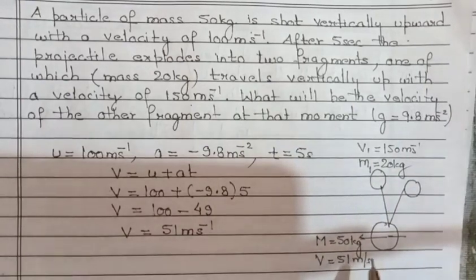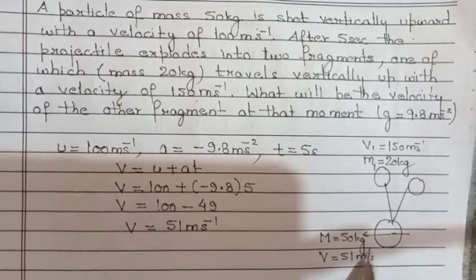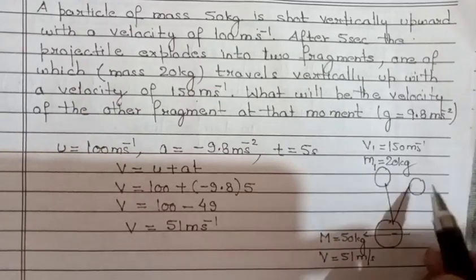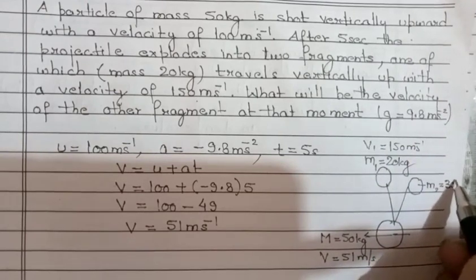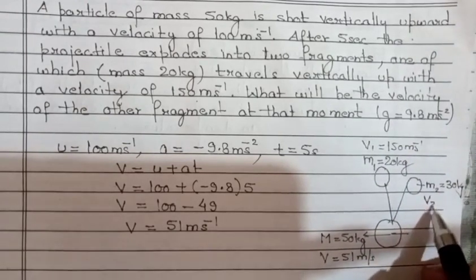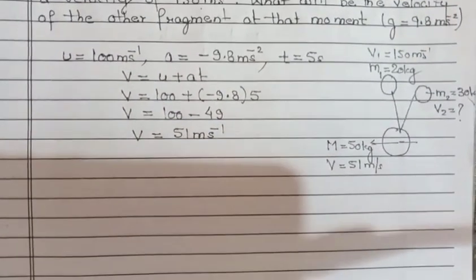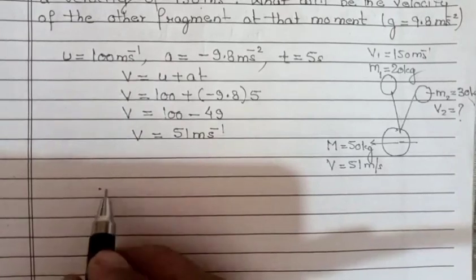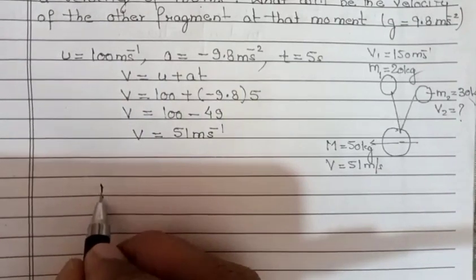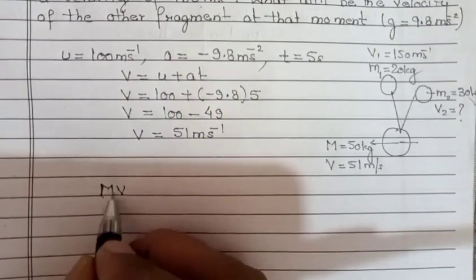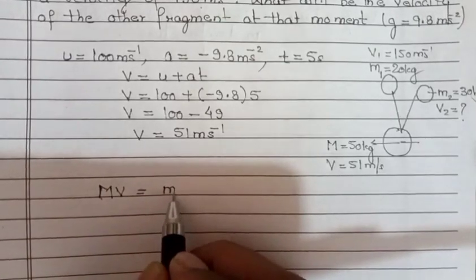Now see here, initially mass was 50 kg. After explosion, one particle is of 20, so the other one will be of 30, and we need to find its velocity. Now using the law of conservation of momentum, we have momentum before the explosion will be equal to momentum after the explosion.